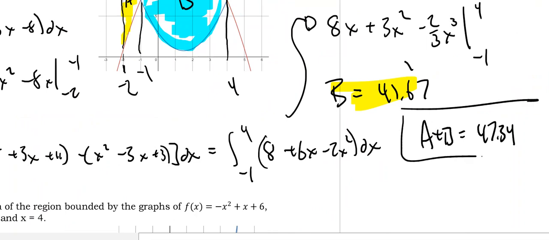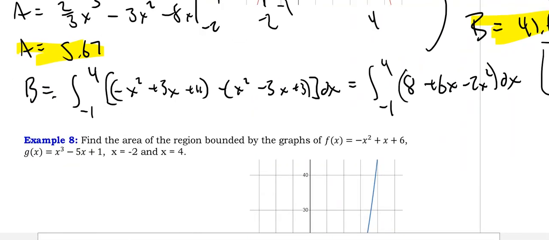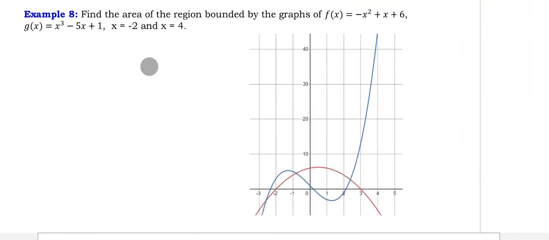All right, one more problem. And this one is just going to be a little more complicated. So again, we have two curves. The first one is a downturning parabola, that would be the red curve. And then we have a cubic, which would be the blue curve. The bounds of integration are from -2 to 4. So -2 is right here, and 4 is right here.